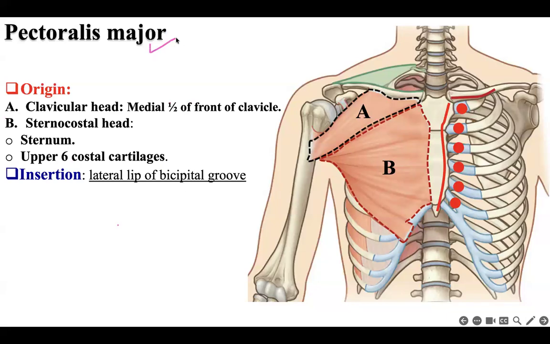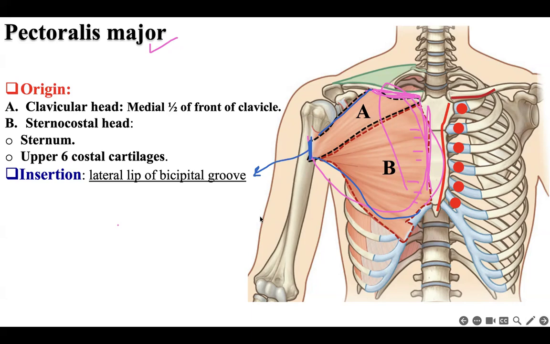Regarding the pectoralis major, what is the origin? Number one, it is attached to the clavicle medially, then attached to the front of the sternum, and the upper six costal cartilages. This is the origin. And the insertion for this muscle will be in the humerus, exactly in the lateral lip of the bicipital groove of the humerus.